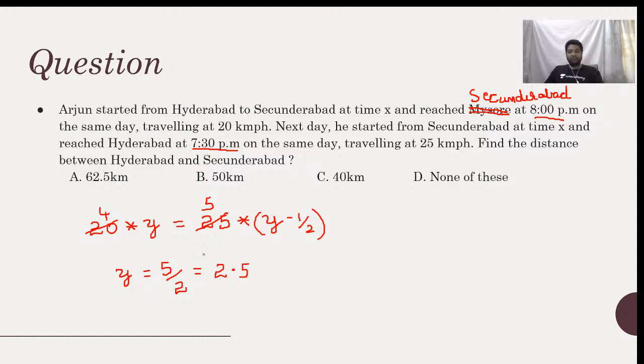Okay. What is he asking? He is asking the distance. What is the distance? Distance is always equal to speed into time. That is 20 kilometers per hour for 2.5 hours, which gives me 50 kilometers. That clear? Therefore, my answer will be option B, which is 50 kilometers. Understood that? Okay.